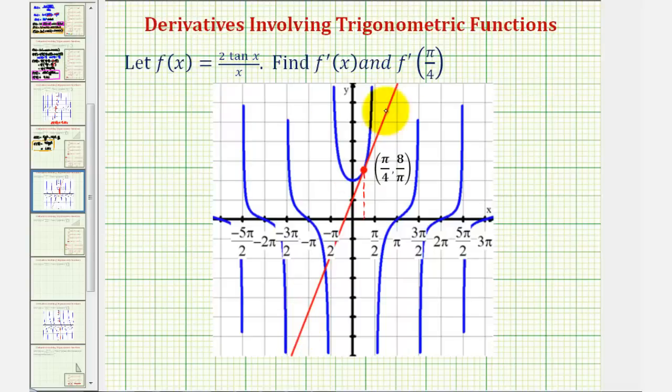The red line is a tangent line at that point, and since f prime of pi over 4 radians was approximately 1.851, that would be the slope of the red tangent line.